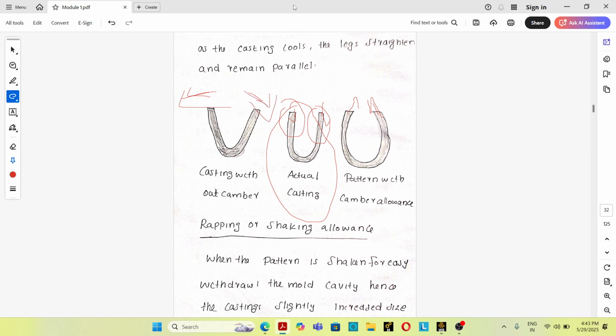So what will we do in order to overcome this problem? While we are making the pattern, initially the pattern is made in a converged position. The legs will be converged. So after solidification and cooling of the casting, the legs will be exactly parallel and the problem is overcome. That is known as distortion or camber allowance.